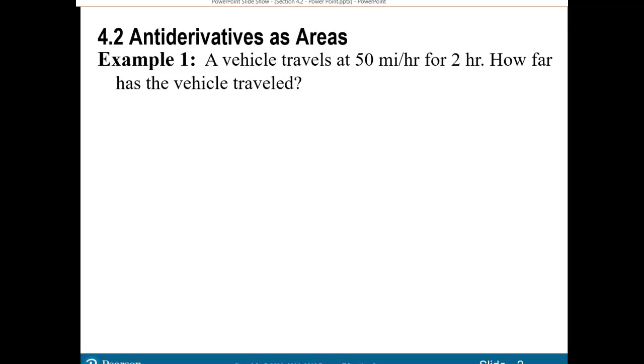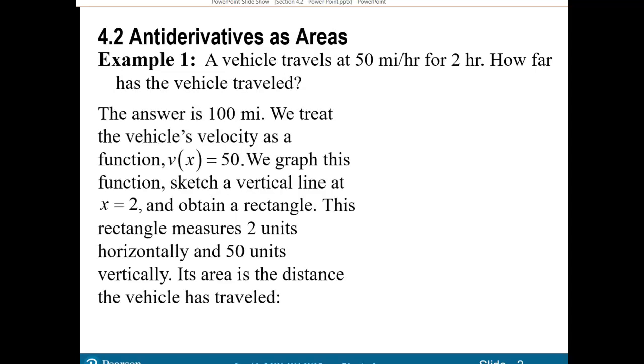All right, so our first example: a vehicle travels at 50 miles an hour for 2 hours. How far has the vehicle traveled? We don't really need calculus to figure this out. This is distance equals rate times time. The rate is 50 miles an hour, the time is 2 hours, so the answer is 100 miles.